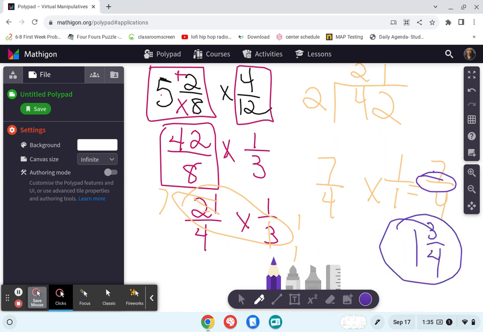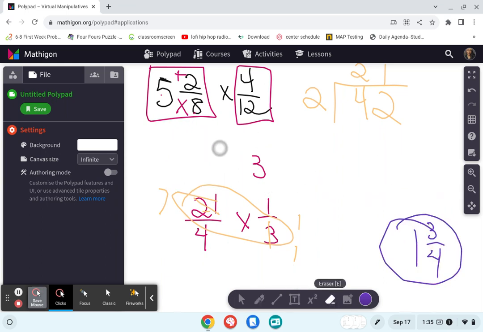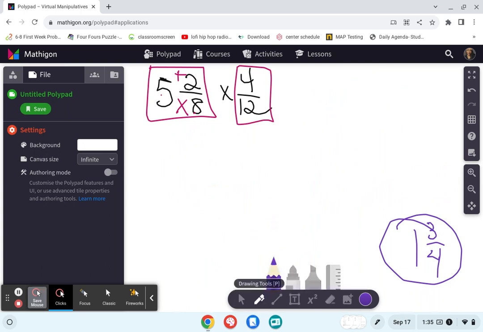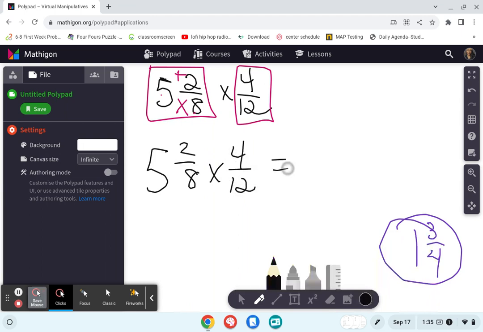All right. So my problem of 5 2/8 when multiplied by 4/12, I get 1 3/4, a fraction that is equivalent to 1 3/4. Okay, that is it for today. Go ahead and get to your practice.